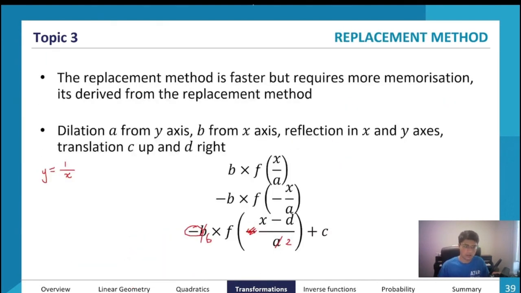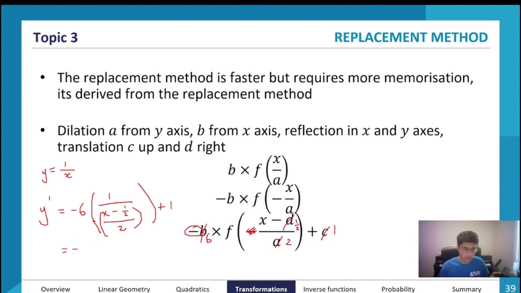Okay. So one unit up is going to be, where's my pen gone? There it is. This is going to be one. And D units right, this is going to be half. So our transformed graph is going to look like y equals negative 6, and then we've got the function. This is the notation for the function. In this case, the function is 1 over x. So we've got 1 over x minus half all over 2, and then plus 1. And then we can just simplify that and eventually we'll get to the same answer.